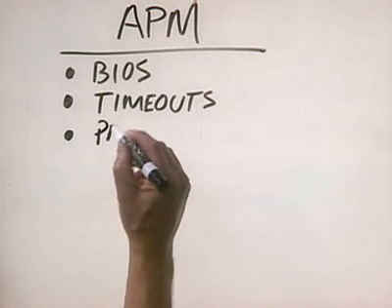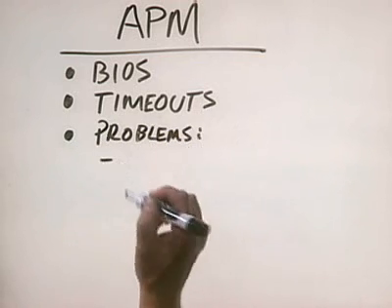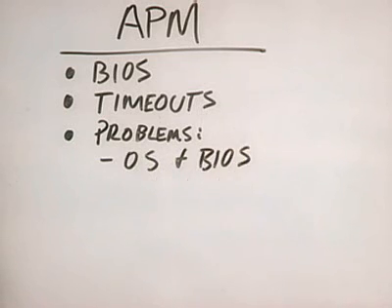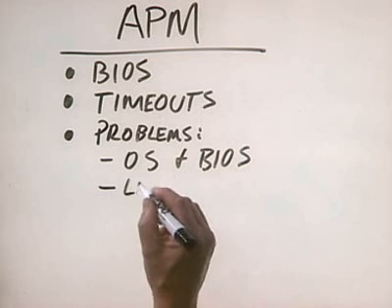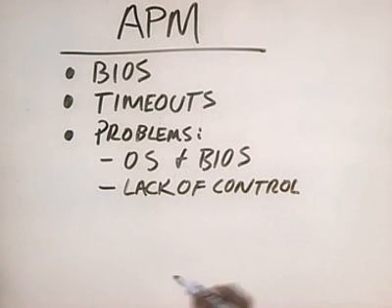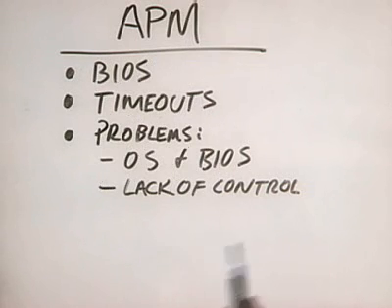APM has some problems. First of all, the OS and the BIOS don't communicate about what's going on. The OS doesn't know that the BIOS just shut off the hard disk drive, and that can cause problems. In addition, the APM standard wasn't very strict. That means that every BIOS manufacturer implemented APM in a different way, and so you had a wide range of APM implementations, none of them really functioning or working in the same way.